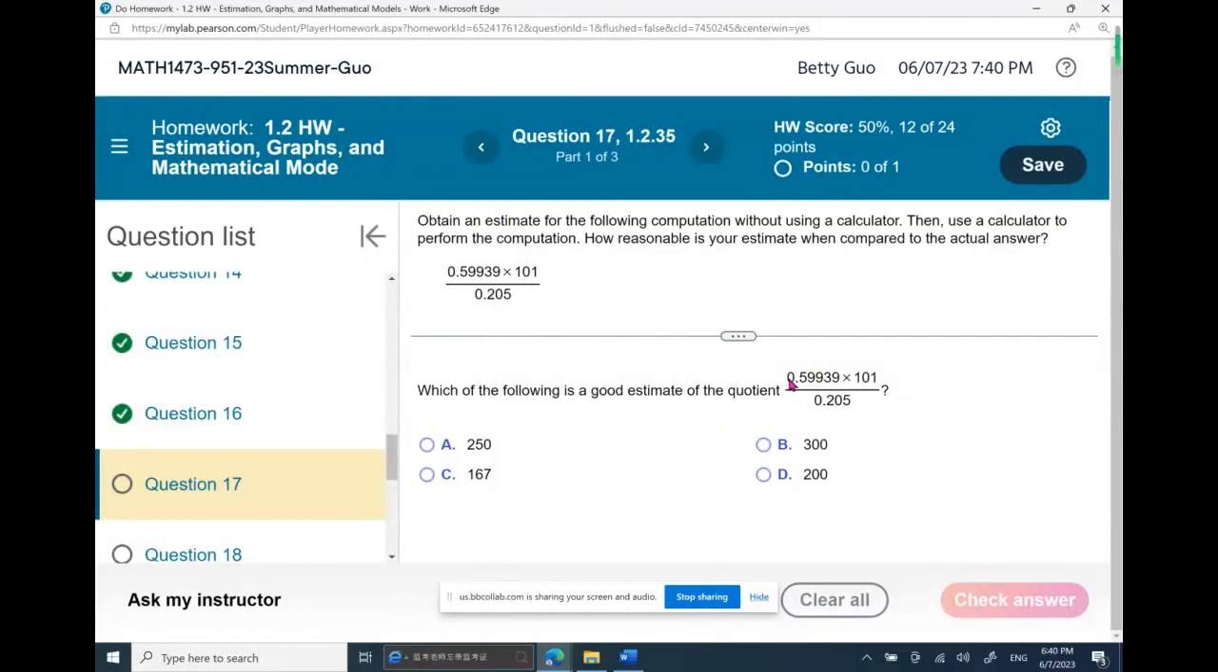Only look at these two numbers. Numerator has a factor 0.6. Denominator has a factor 0.2. How many times does 20 cents go into 60 cents? 3. 3, awesome. So those two numbers give us 3 in the numerator, 1 in the denominator. And then 101, just round it down to 100. So 3 times 100, 300.